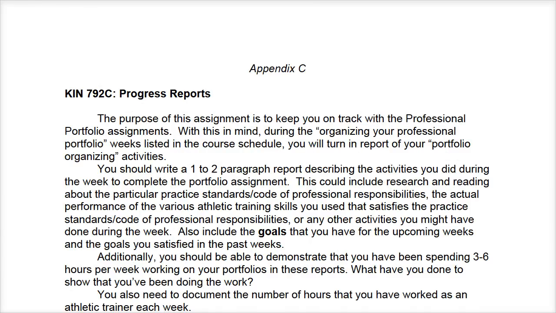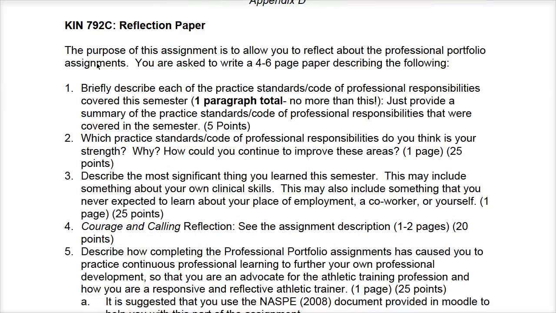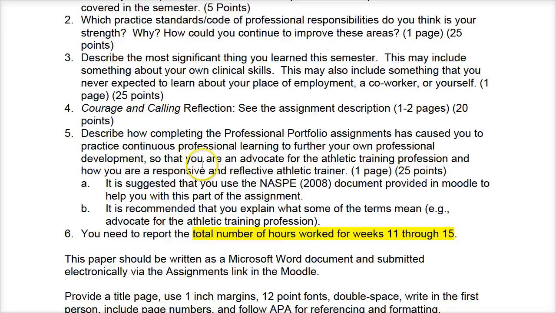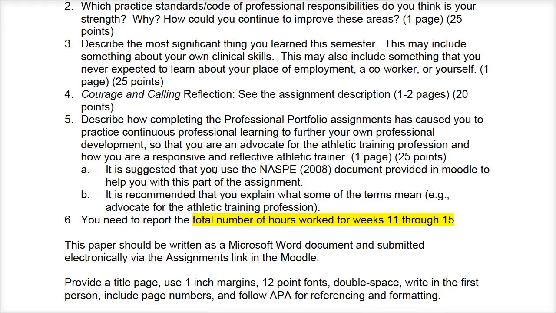and for this particular assignment. So what I suggest that you do for this particular part of the assignment is I provided you the document, the NASP 2008 document, to help you with this, understanding what this language means, that you are a continuous professional learner to further your own professional development, and all that. So I would explain what that terminology above means and then describe how you have actually satisfied that through the professional portfolio assignment.